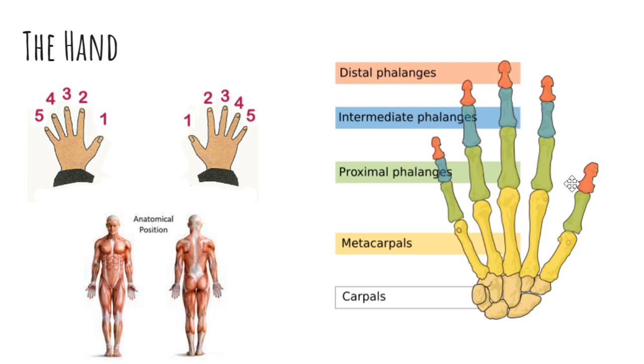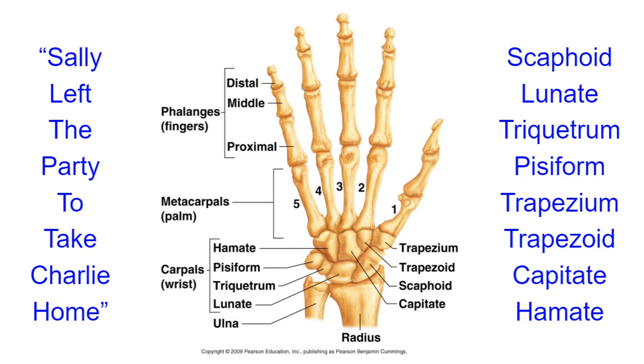Your thumb is different, right? Digit number 1, it has a proximal and a distal phalange, and that's it. So let's take a look at some details here. Ignore my blue writing for now. You can see an overview here.